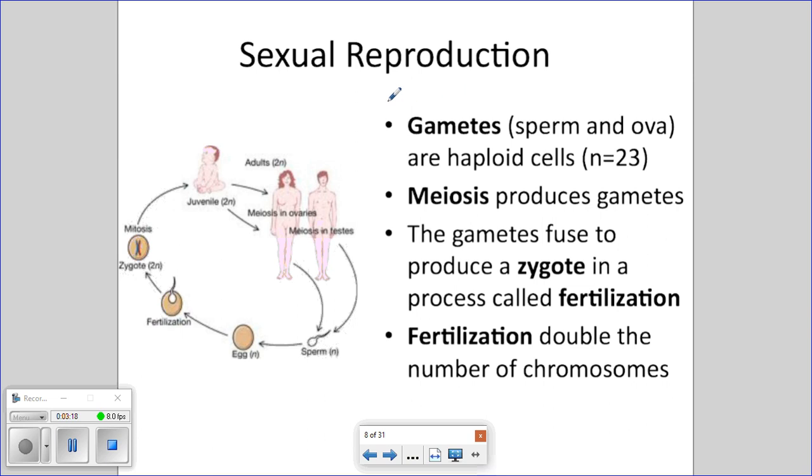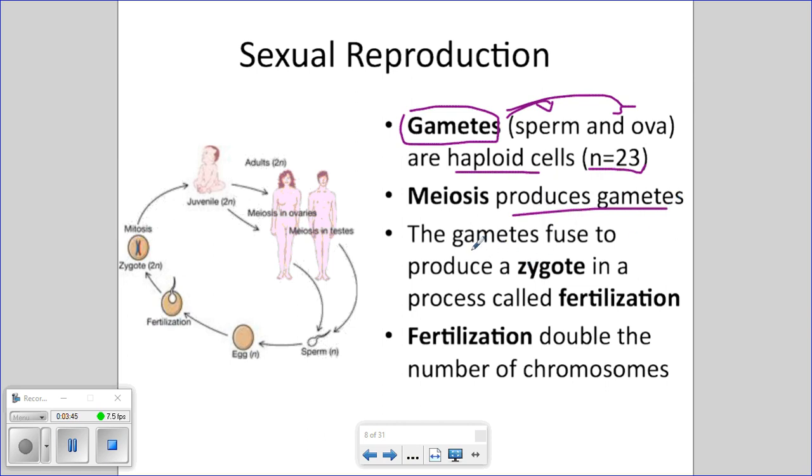Meiosis comes into play during sexual reproduction and production of gametes. Gametes include cells that would be sperm and egg. Sperm and egg are haploid cells, meaning they have 1 of each type of chromosome. So in humans, they would have an N number of 23. Meiosis is the process that will produce these gametes.